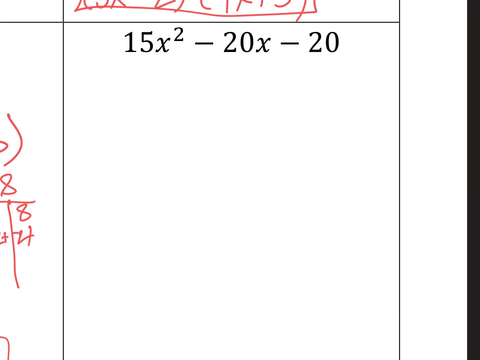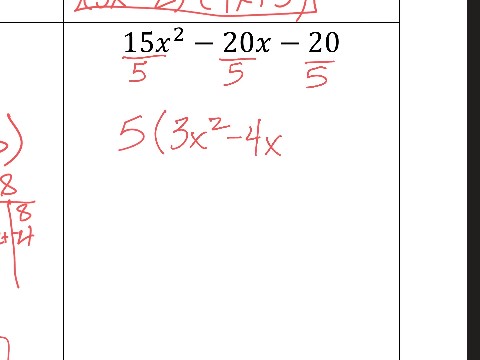First thing we're going to check is the greatest common factor. All right. So what's the greatest common factor between 15, 20, and 20? 5. Can I include an x with that? No, because all three terms don't have an x, correct? So I cannot include an x with it. So it's just 5 that goes in front. All right, so now we're going to divide each term by 5. So 15x squared divided by 5 is 3x squared. Negative 20x divided by 5 is negative 4x. And negative 20 divided by 5 is negative 4.